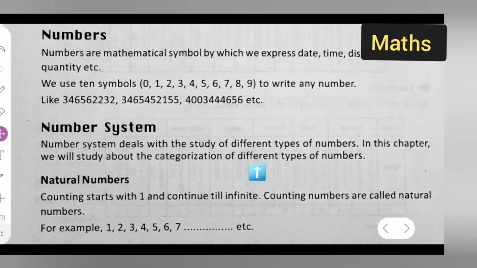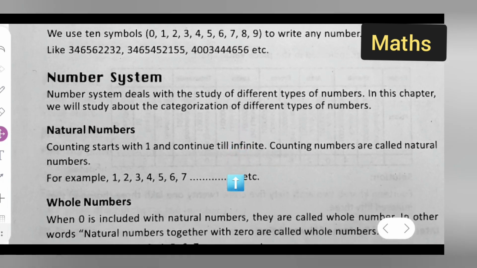Next, what we have is the number system. Number system deals with the study of different types of numbers. In this chapter we will study the characterization of different types of numbers. You all can just take down this basic information as your introduction part.